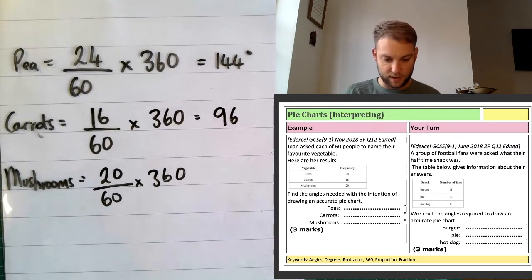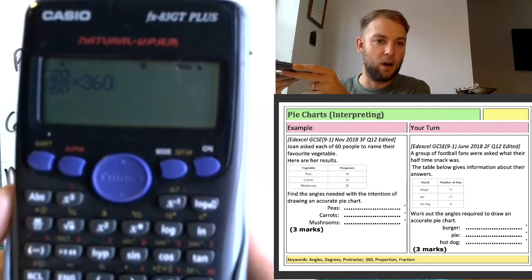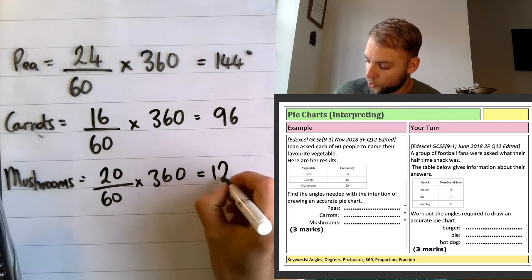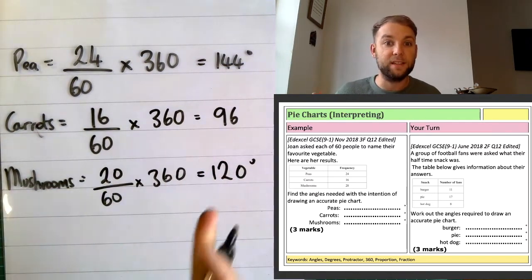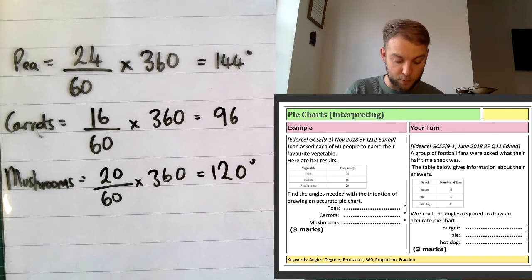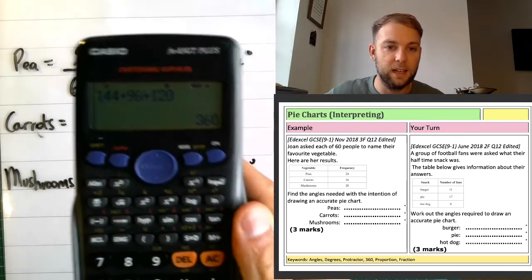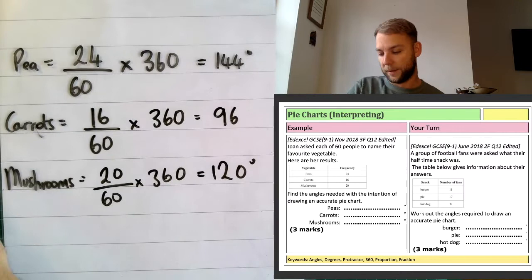And the last one is 20 over 60. I will show you what it looks like. Times by 360, so 20 over 60 times by 360, which in this case is equal to 120. If you want to check these are right, they should sum up to the full turn, which is 360. So 144 plus 96 plus 120 is 360, which is nice to know that I've got it right.